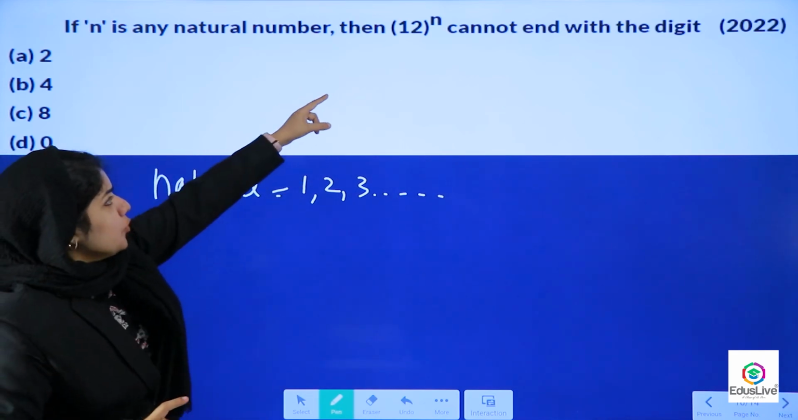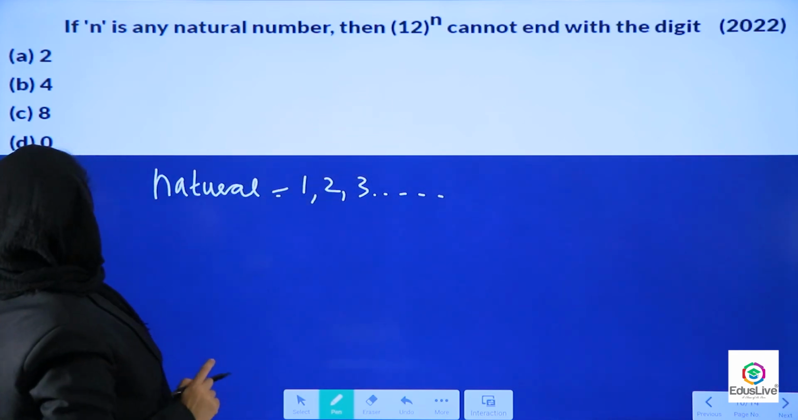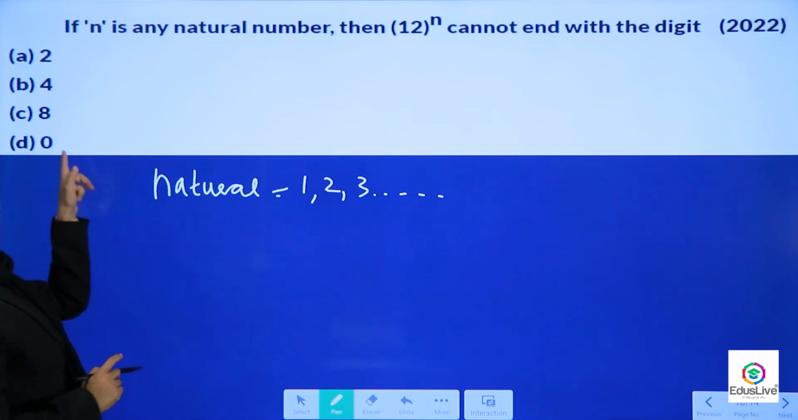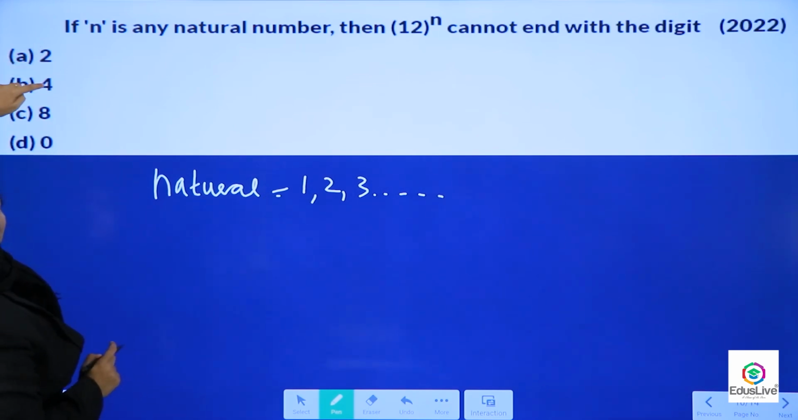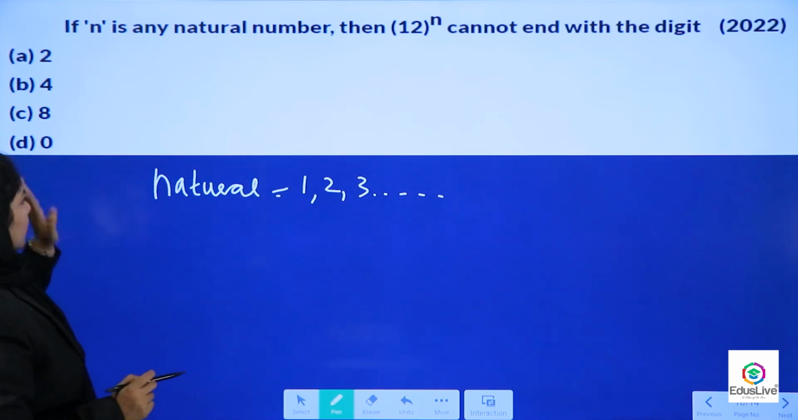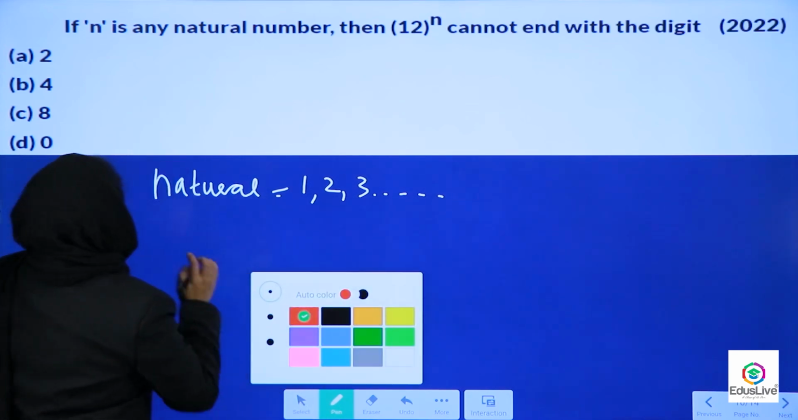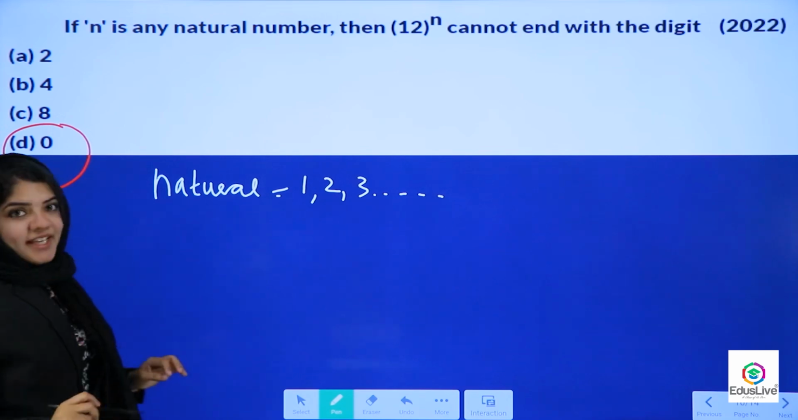The question is, 12 raised to n cannot end with the digit. So, see, 2, 4, 8, these are natural numbers, but 0 is not a natural number. So, the correct option is D, 0.